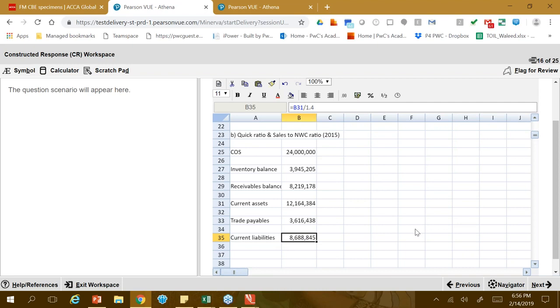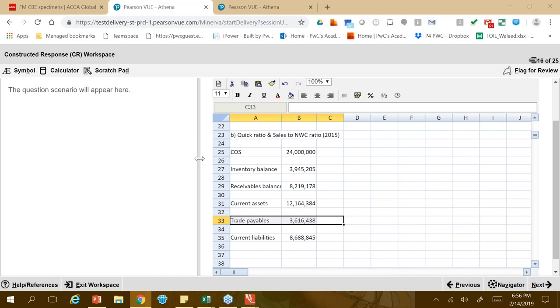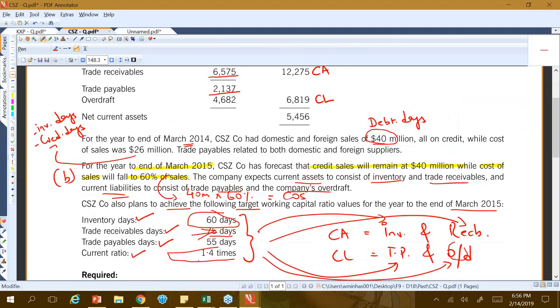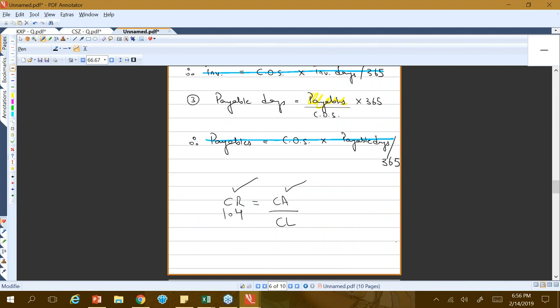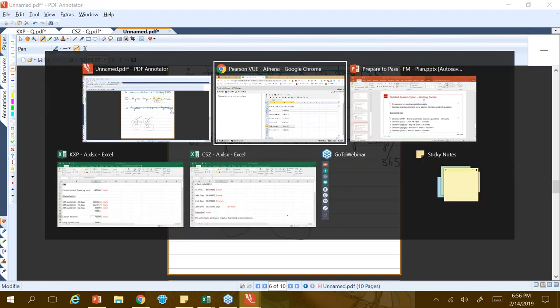This was a tricky part in this question. Remember, inventory balance we could have found, receivables balance we could have found, we can find the current assets. We can find the trade payables as well, although it wasn't needed. Why wasn't it needed? Because I already had the current ratio given to me, which was 1.4. And I know that current ratio is current assets over current liabilities. So if I have a current ratio of 1.4 and I have my current assets calculated, I can just rearrange this to find the current liabilities. And that's what I've done. I've said current liabilities is equal to current assets over 1.4.